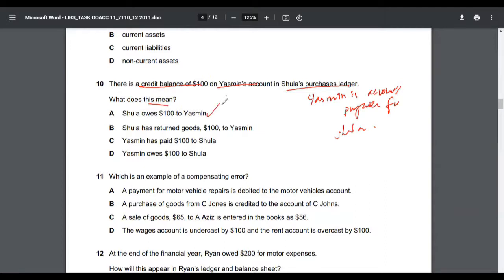Yes, this is absolutely correct. This absolutely makes sense because it is a trade payable and Shula has to pay Yasmin $100. So Shula owes $100 to Yasmin. Therefore, the correct answer to multiple choice 10 would be option A.